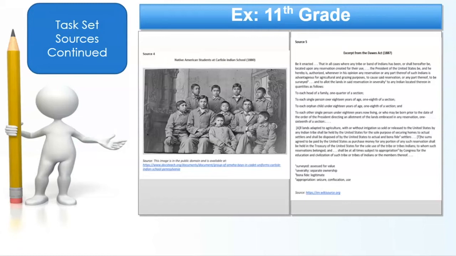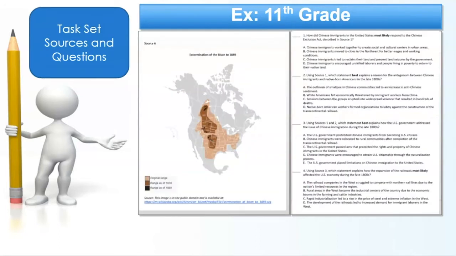And additionally, you see source 5. This is an excerpt from the Dawes Act. This one happens to provide definitions for those challenging terms. Next, you have source 6, and that is the extermination of bison to 1889. In this map, you do see multiple colors.